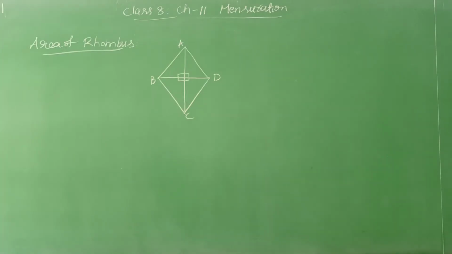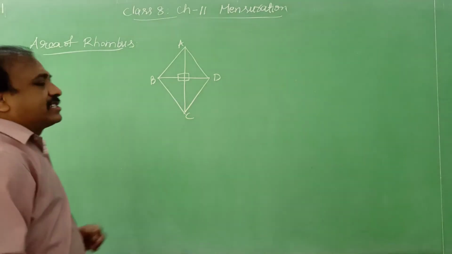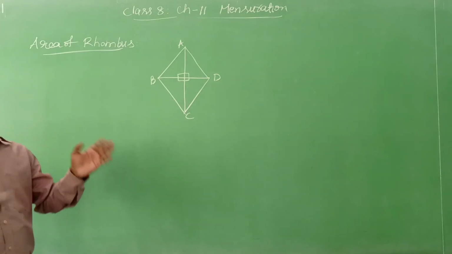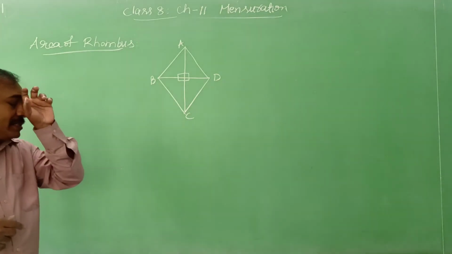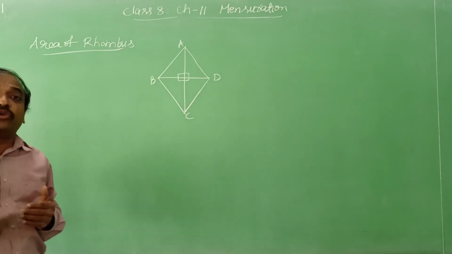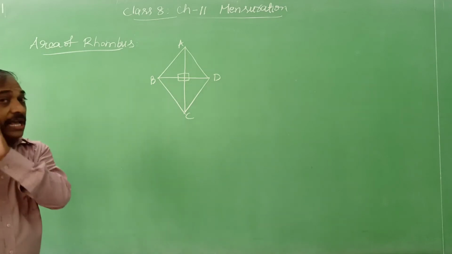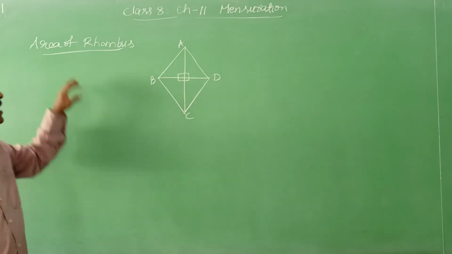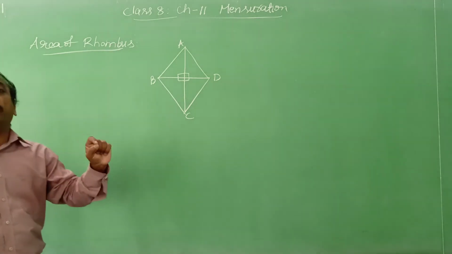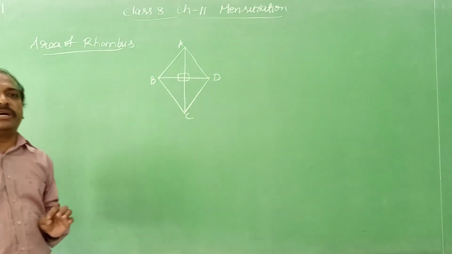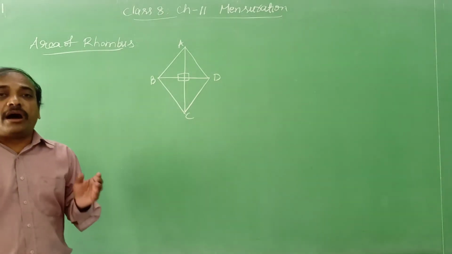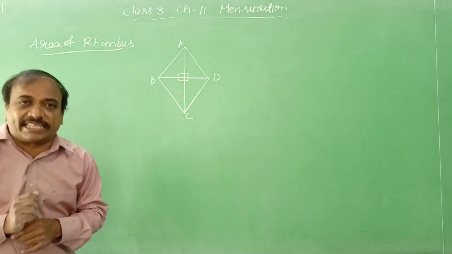Now we will see another special type of quadrilateral, which is the rhombus: the area of a rhombus. Did you observe? Area of trapezium, area of the quadrilateral, area of the rhombus. For the area of a quadrilateral we divided it into triangles, which is called triangulation. So how do we obtain the area of a rhombus? We know the properties of a rhombus. What are they? Diagonals bisect each other at right angles, or the diagonals are perpendicular bisectors.